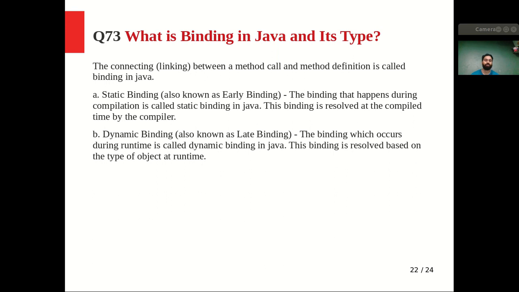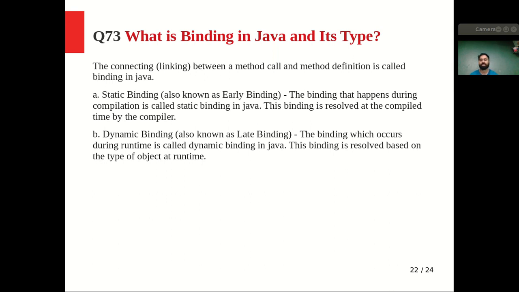There can be two types of binding: first, static, and second, dynamic. Static is also called early binding, and dynamic is called late binding. What do you mean by static binding? The binding that happens during compilation is called static binding, and it is resolved at compile time by the compiler. So that is early binding.